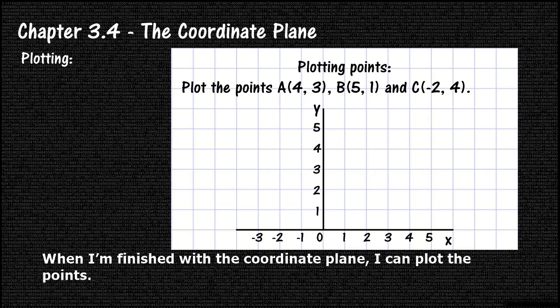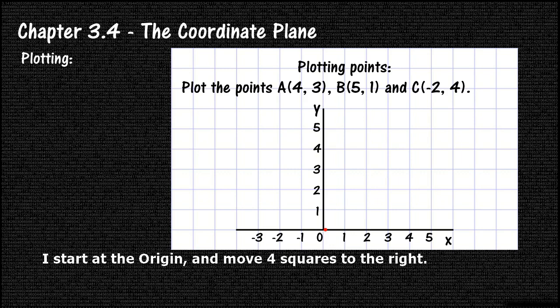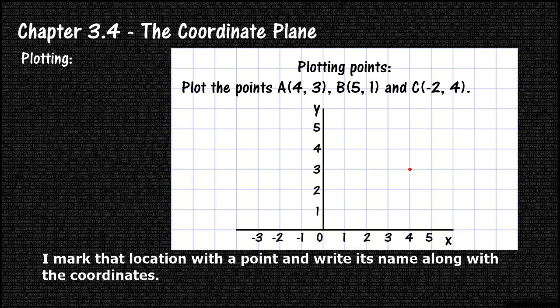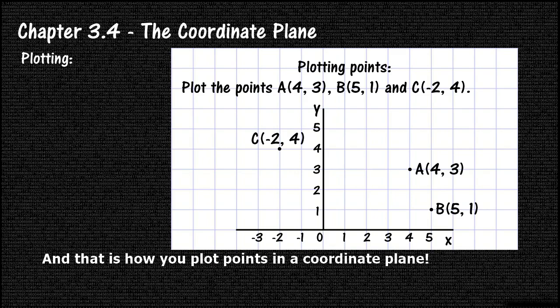When I'm finished with the coordinate plane, I can plot the points. A's coordinates are (4,3). I start at the origin and move 4 squares to the right. Then I move 3 squares up to reach my destination. I mark that location with a point and write its name along with the coordinates. The same must be done for points B (5,1) and C (-2,4). And that's how you plot points in a coordinate plane.